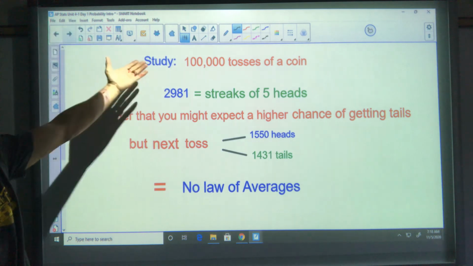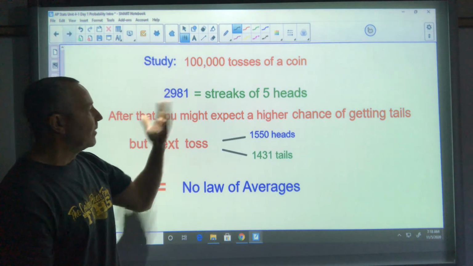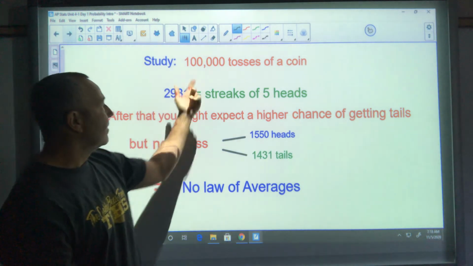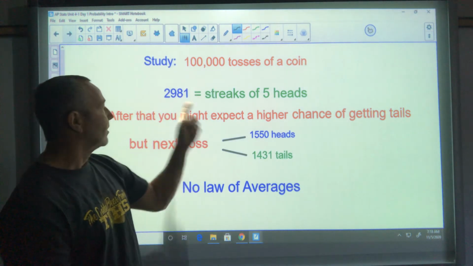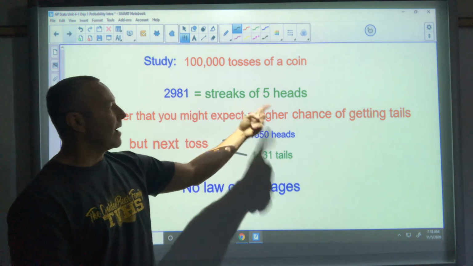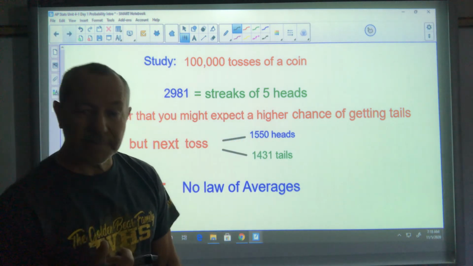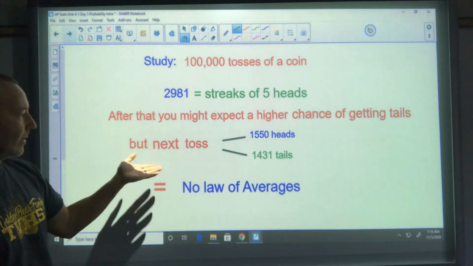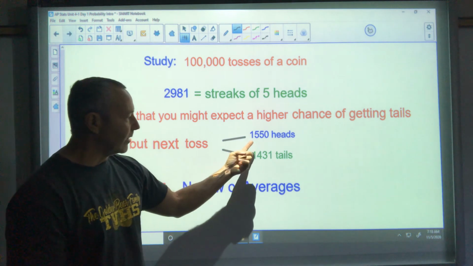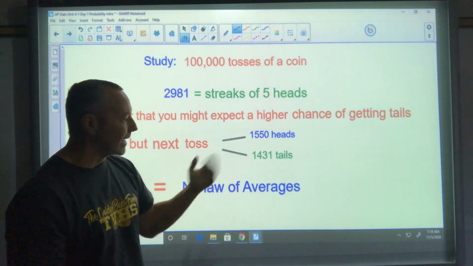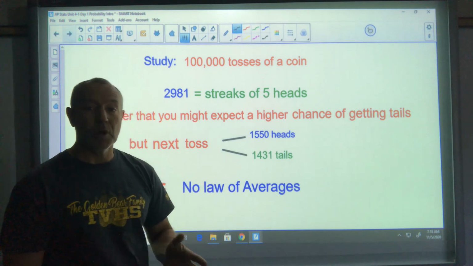And this is a study of coins about the law of averages showing it's false. They tossed a coin 100,000 times, and there were 2,987 streaks of 5 heads. So you had 5 heads, and you say you're due for tails. The next toss though, there were 1,550 heads and 1,431 tails. There obviously weren't more tails. So that means there's no law of averages.